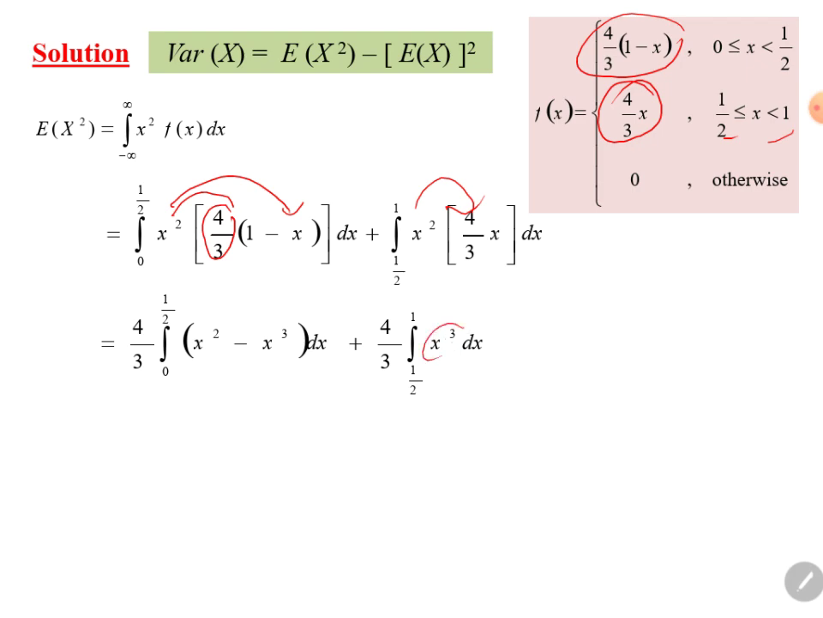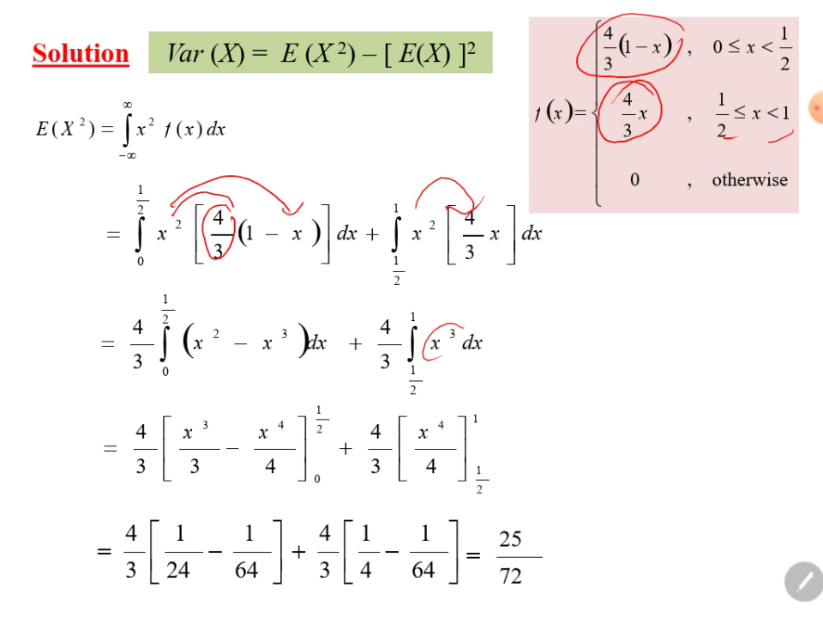So integrate both of these terms. We get x cubed over 3 minus x to the power of 4 over 4. And for this one, it is x to the power of 4 over 4. And you substitute the limits. So you will get the answer: the expected value of x squared is equal to 25 over 72.